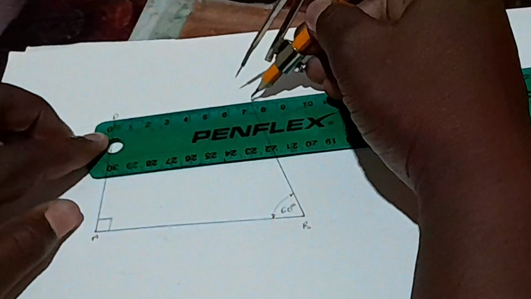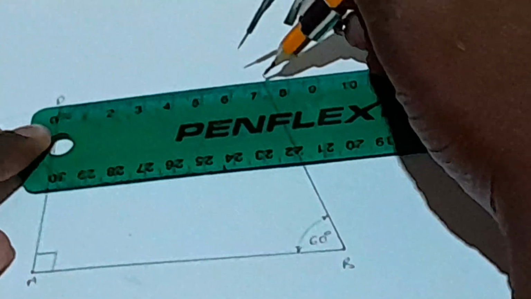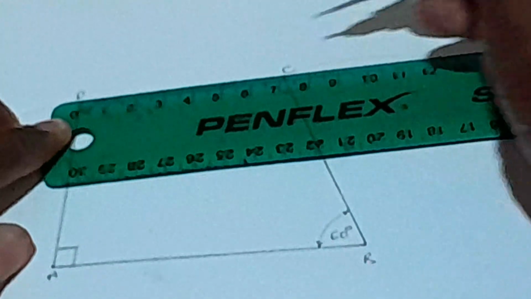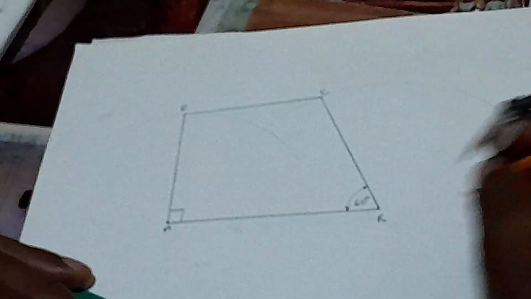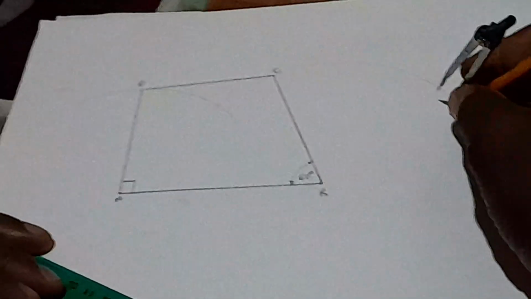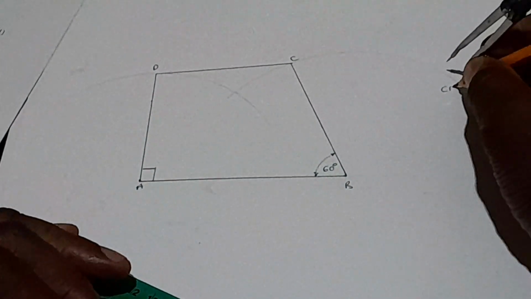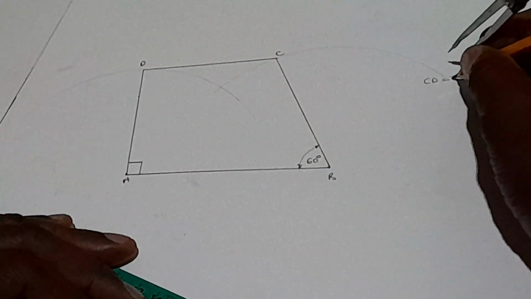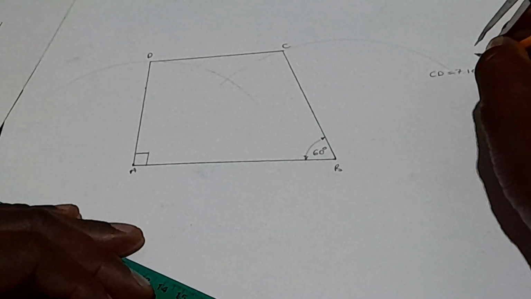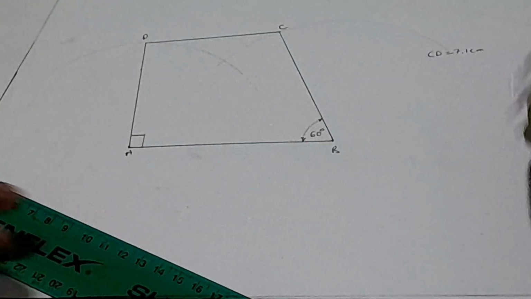So this line is actually ending here. So this is 7.1. So I can indicate right here, say CD is equal to 7.1 centimeters. Okay, there we go. We check on other sets of instructions.